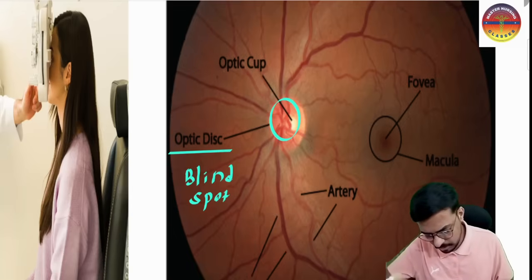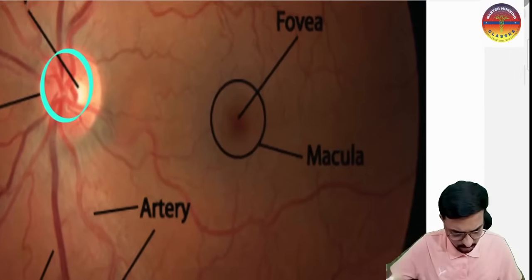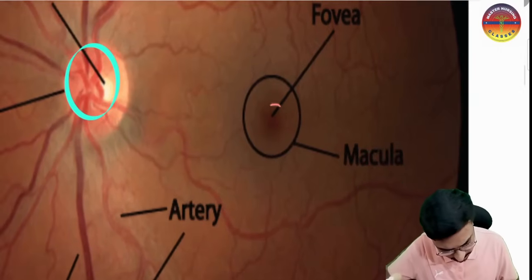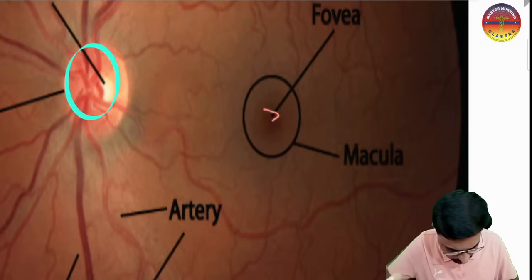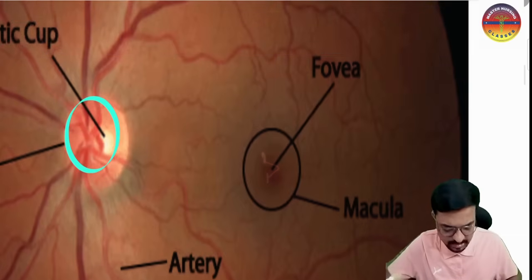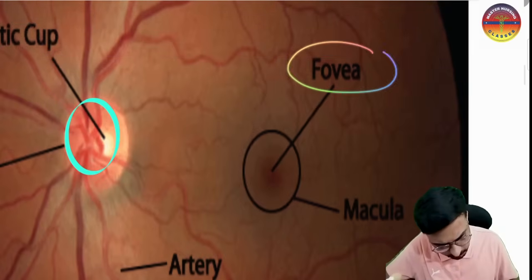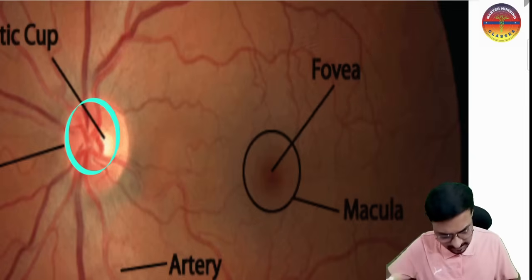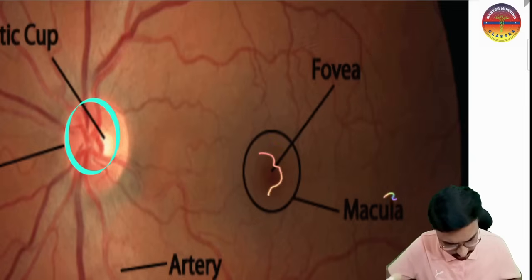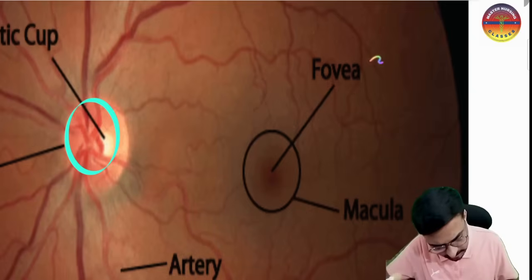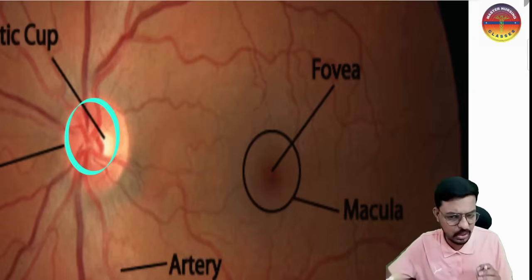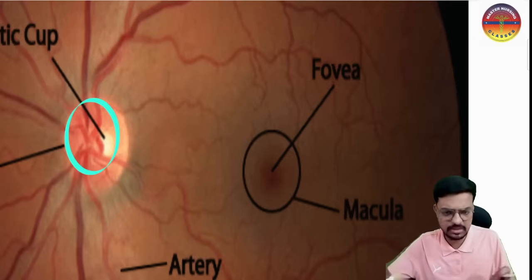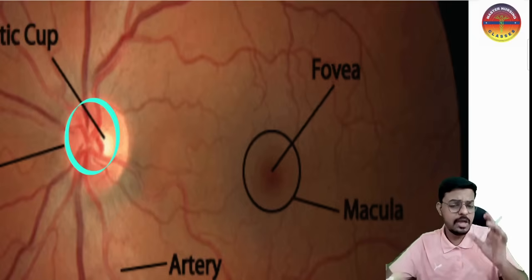Most importantly, here we have a yellowish portion, which we call the macula. Inside the macula there is a depressed portion having the highest number of cone cells, that is the fovea centralis. The fovea centralis is the depressed portion in the macula lutea. It is responsible for the highest visual acuity, because it has the highest concentration and number of cone cells.